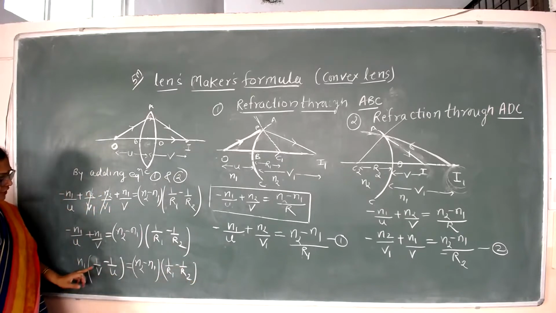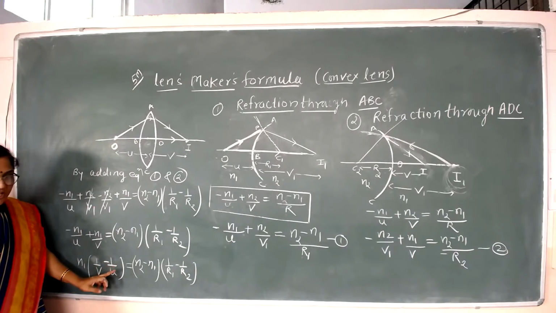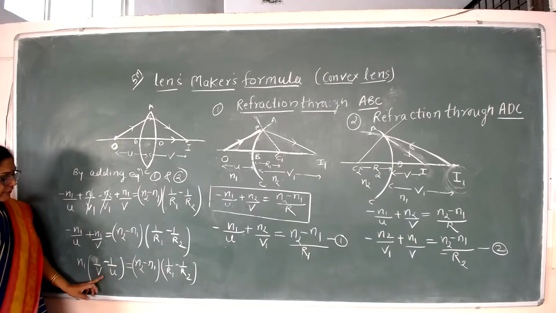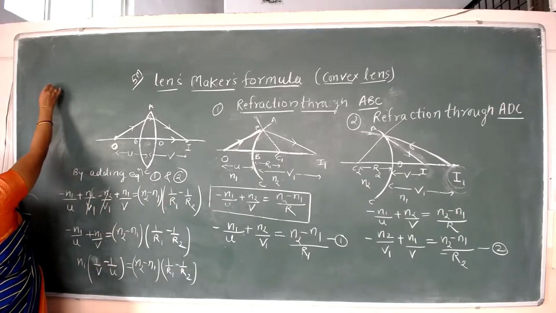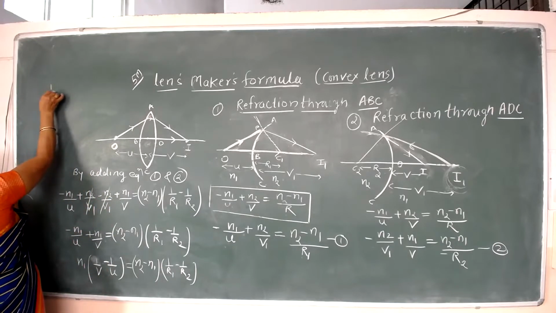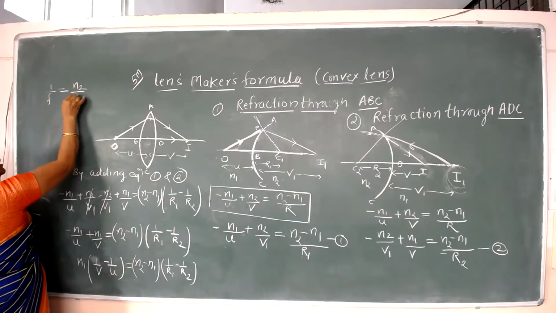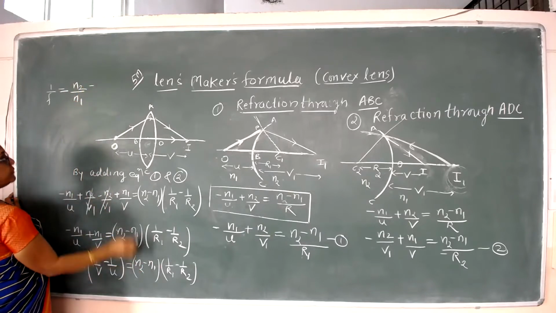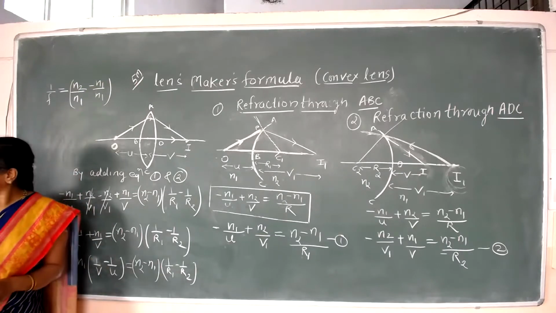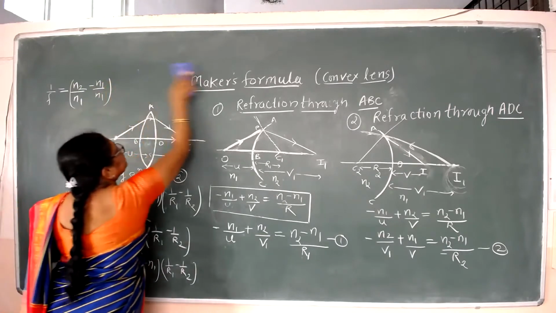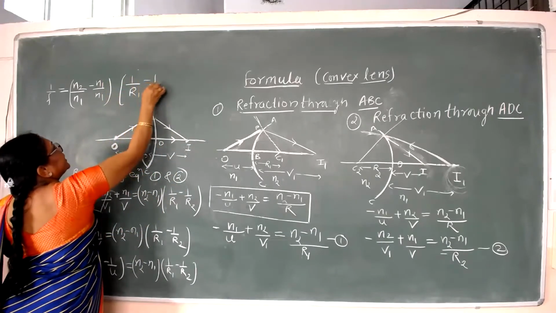So we know that 1 by V minus 1 by U is known as the lens equation or lens formula, and 1 by V minus 1 by U is equal to 1 by F. So substitute this value: 1 divided by F is equal to N2 by N1 minus N1 by N1, in bracket 1 by R1 minus 1 divided by R2.